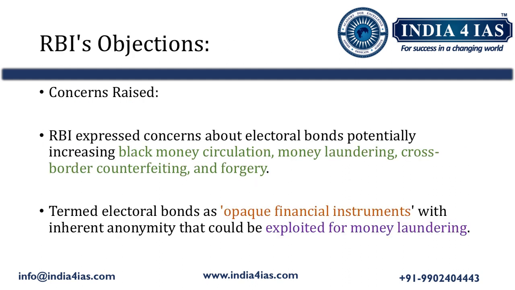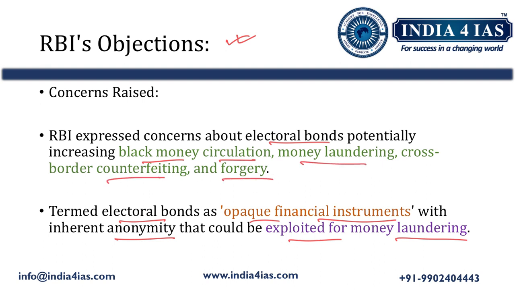Now we will study the concerns raised by the RBI, or the RBI's objections with respect to electoral bonds. The RBI said that electoral bonds are opaque financial instruments. The anonymity clause in the electoral bond scheme could be exploited for money laundering purposes. The RBI further said that electoral bonds could increase black money circulation, money laundering, and cross-border counterfeiting and forgery in electoral funding.